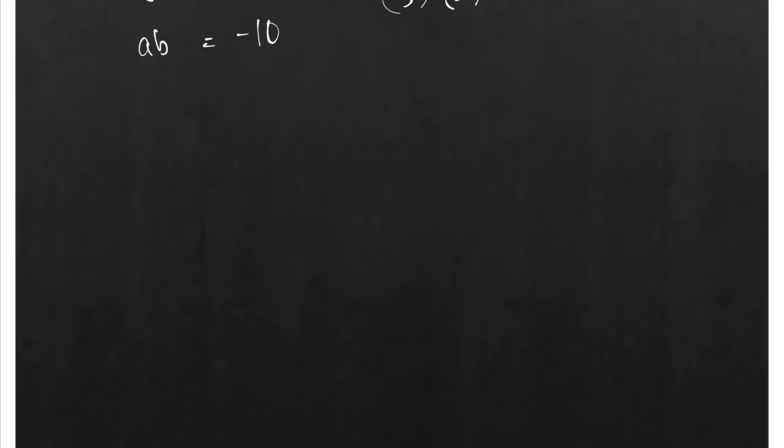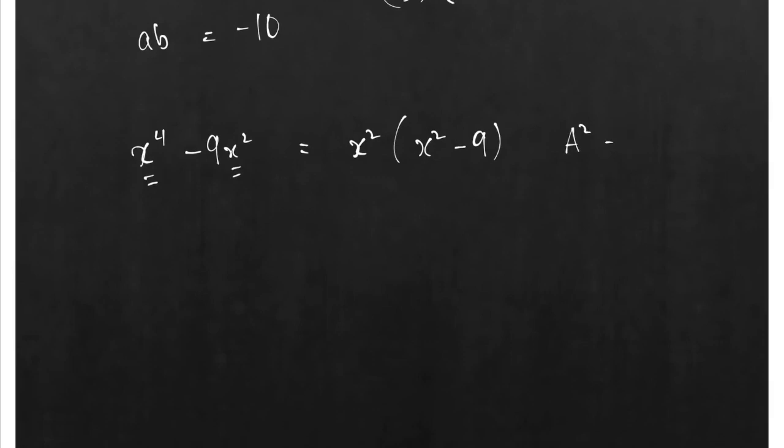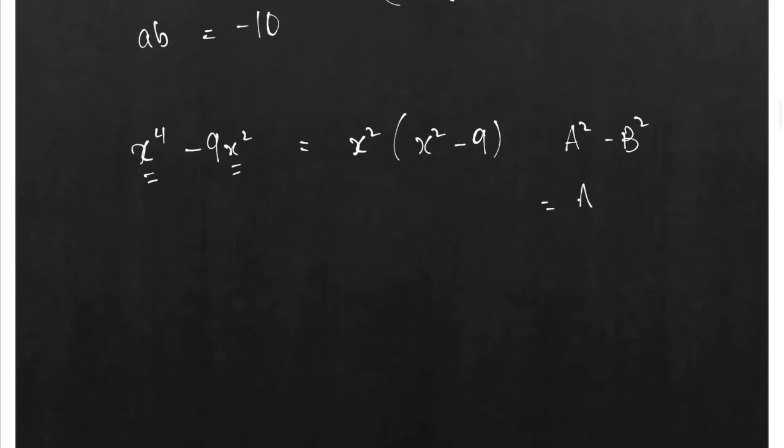Another example that we did in class using the special product formula is x to the 4th minus 9x squared. The first step is to identify the common factor. In this case, x squared is the common factor. You take x squared out, and you're left with x squared in the first term, and minus 9. For x squared minus 9, I can use a squared minus b squared, the difference of two squares. This is equal to a minus b times a plus b.